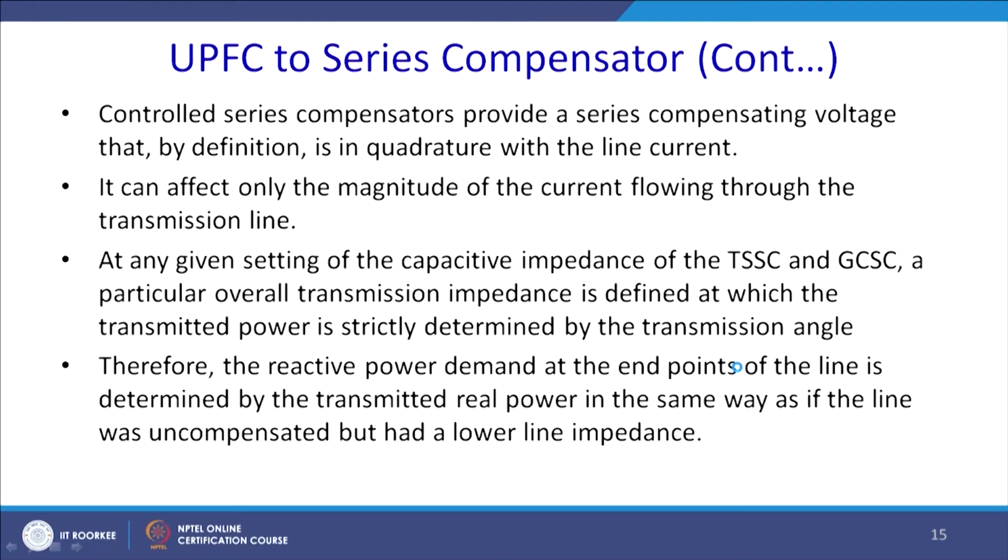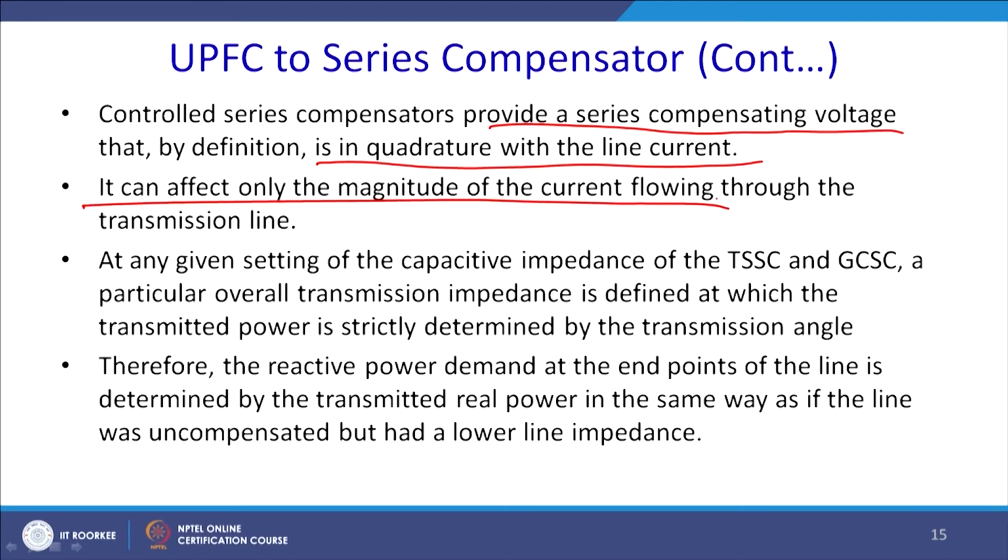So, controlled series compensation provides a series compensation voltage that by definition is in quadrature with the line current. But what is the difference with the UPFC? It can be in any phase. The series compensators can affect only the magnitude of the current flowing through the transmission line. So, that is something that it can control.